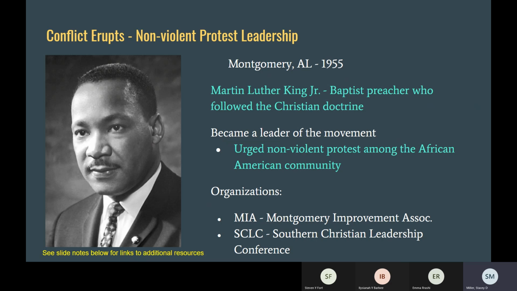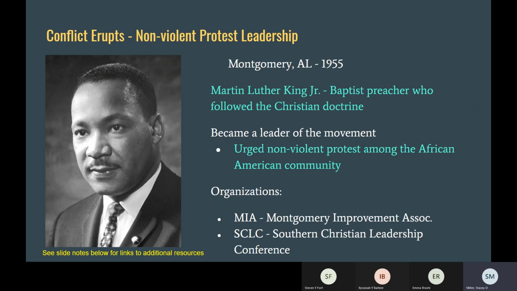MLK, he's a nonviolent leader, obviously, Montgomery, Alabama, 1955. MLK, he's a Baptist preacher who followed the Christian doctrine. A lot of the things that he preaches and talks about is rooted in religion. And also, his background is why he's such a fantastic orator. He's such a really good speech giver, right? He's really, really good at persuasion, all these different things. He's good at leading a movement. He becomes the leader of the movement, in fact.